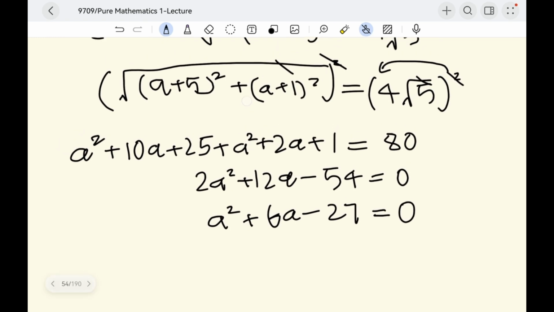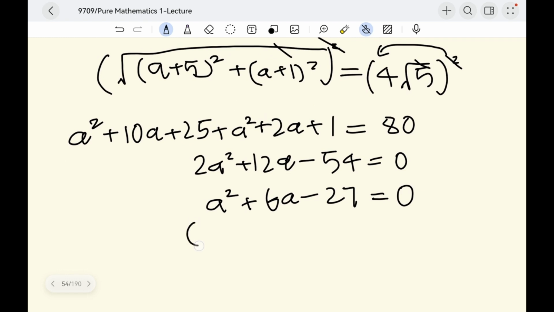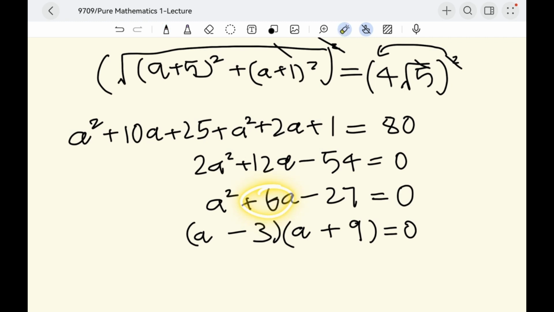Alright, so next you factorize it. What is the product of 27? 9 times 7, right? Okay, 9. But it could also be 9 minus 3. Yeah. So we have positive 9 and negative 3 to get the sum of the roots of positive 6.